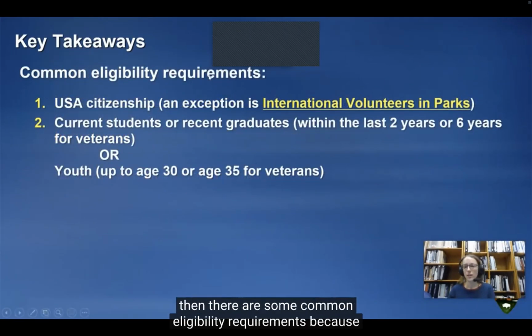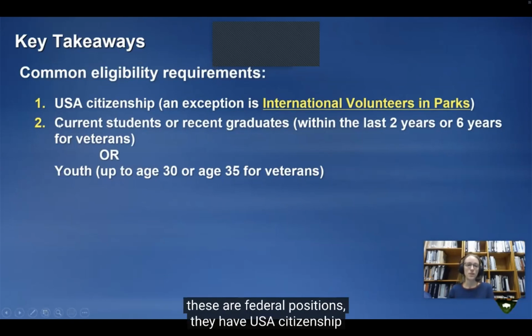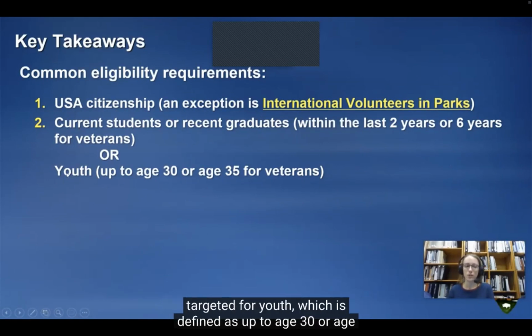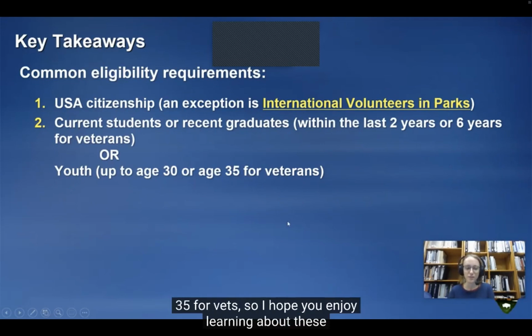And then there are some common eligibility requirements. Because these are federal positions, they have a USA citizenship requirement, although there's an exception with the International Volunteers in Parks program. You must be a current student or recent graduate, or some of these programs are targeted for youth, which is defined as up to age 30, or age 35 for vets.